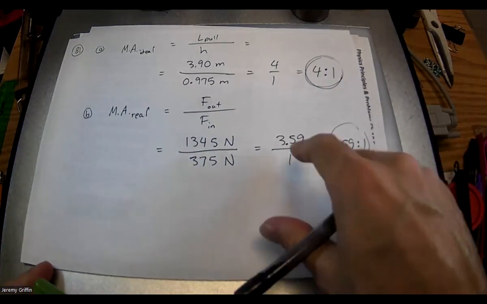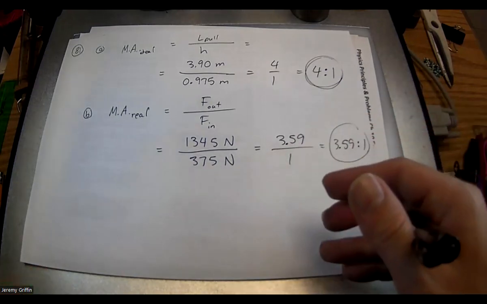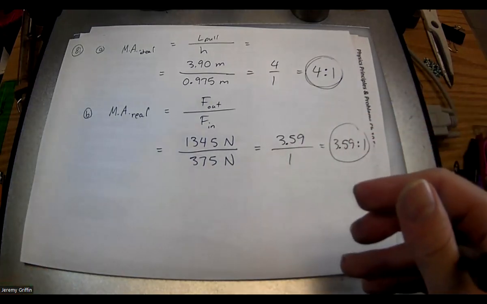Okay. So the strength only gets multiplied about 3.5 times because, you know, probably some frictional forces and whatnot going on.